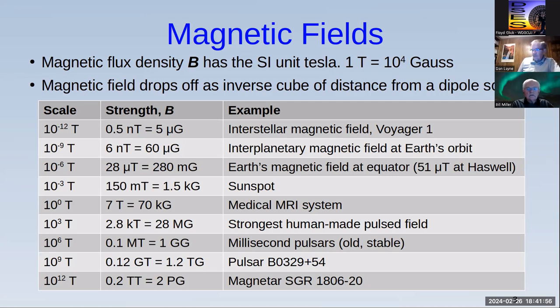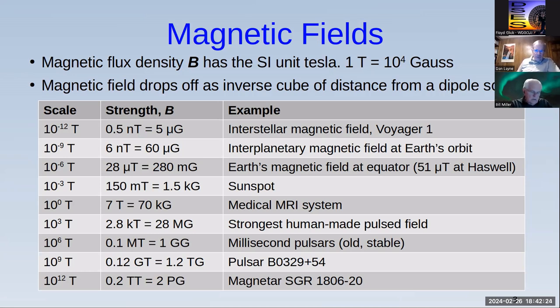A medical MRI system runs about 7 Tesla. The strongest human-made pulsed field that I could find runs about 2.8 kilotesla. And then the last three are pulsars. The first one there is 0.1 megatesla. Those are the millisecond pulsars. They're the old stable ones that are used to detect gravitational waves.